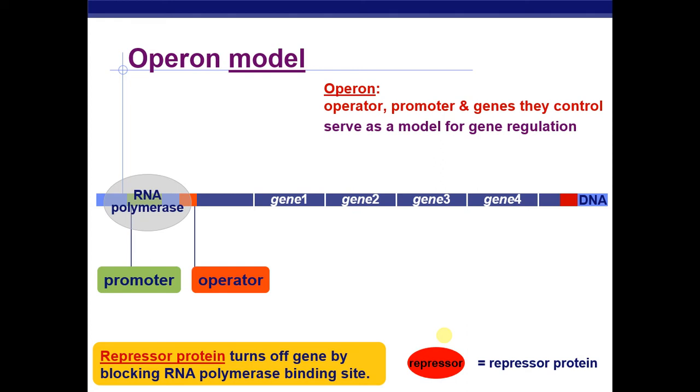It contains those essential parts: the operator, the promoter, and the genes they control. And it really is the model for gene regulation for prokaryotes. So let's take a look. Here's the promoter in green. That's where RNA polymerase is going to be attracted to from all the transcription factors. That's what the TATA box is, the start point.